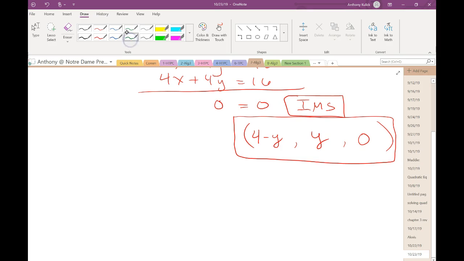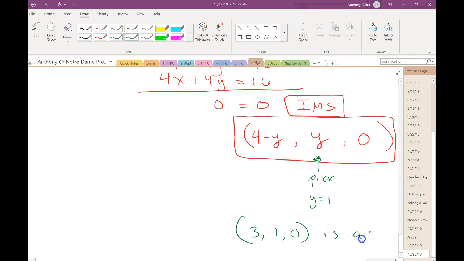So, what this tells me is a way to generate those infinitely many solutions. Basically, you can pick a number for y, and that'll allow me to tell you a solution. So, for example, if we say y equals 1, 4 minus 1 is 3, 1, and then 0. That's one of those infinitely many solutions.